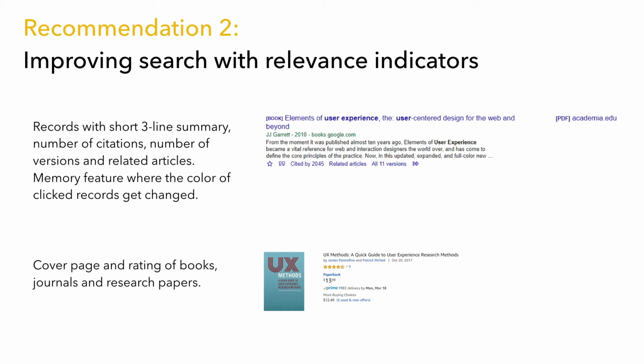It may be helpful to users if there was a memory feature that showed users where they'd already visited before, such as how Google would change the color of links that have been visited. An image of a book cover, first page of the article, etc. could be added to the records. This would help visually recognize the right version one's looking for.